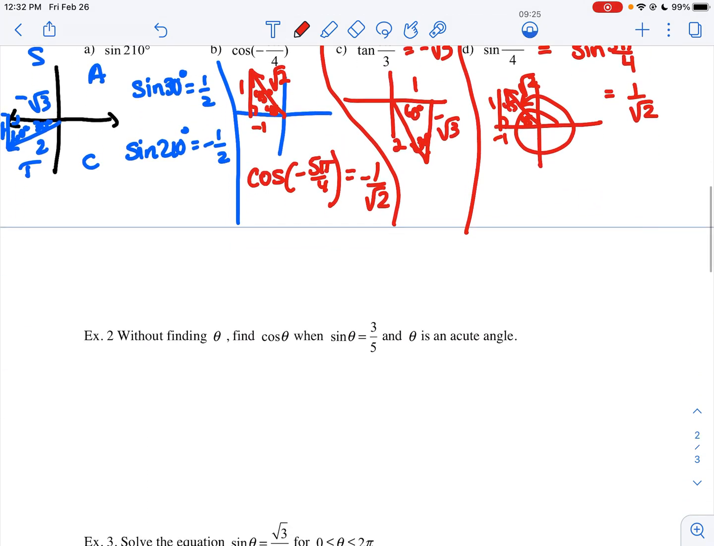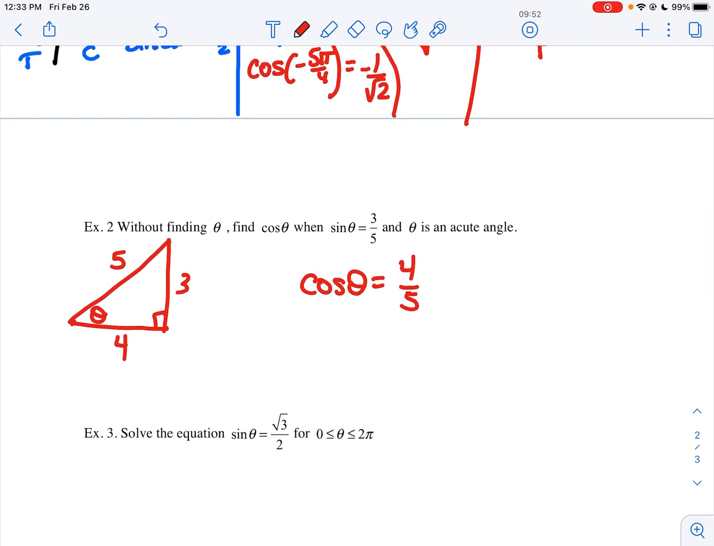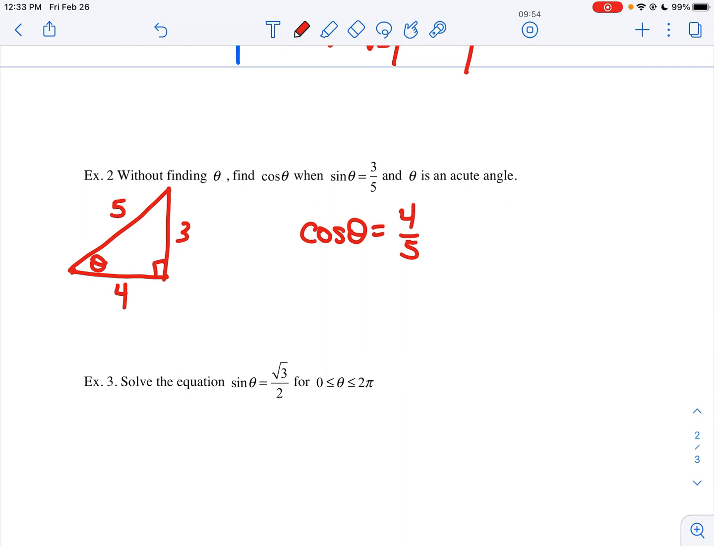All right, example 2. Without finding theta, find cosine theta if sine theta is 3 over 5. So what I'm going to do is use SOHCAHTOA. I have 3 over 5. And if you do a squared plus b squared equals c squared, that's 4. So cosine theta is 4 over 5. Easy peasy.